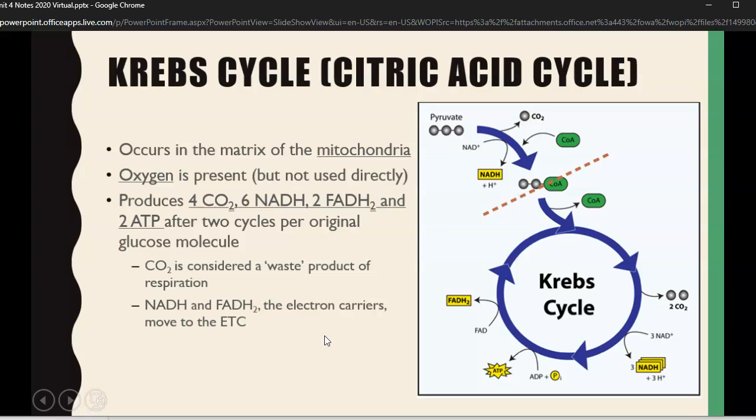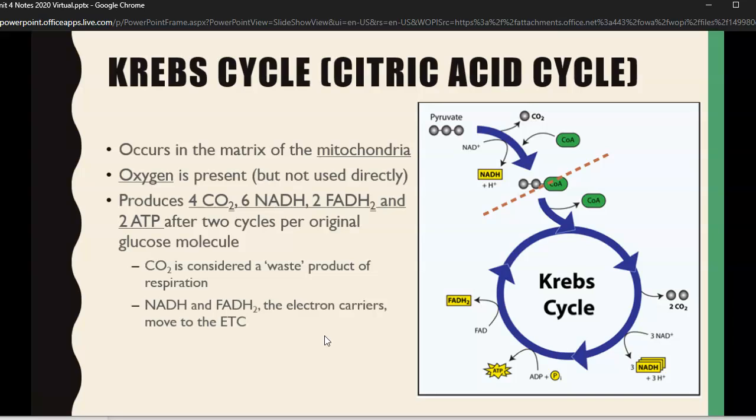So going into the Krebs cycle, this occurs in the matrix of the mitochondria. Remember, the matrix of the mitochondria is that space within the inner membrane. Oxygen is present within this area, but it's not directly used. So there is oxygen present, though. I just want to make that clear.